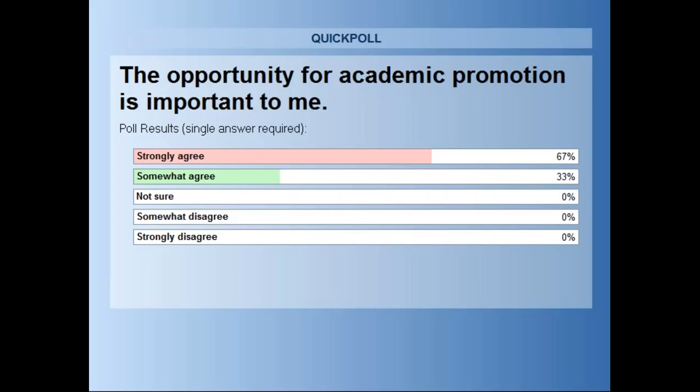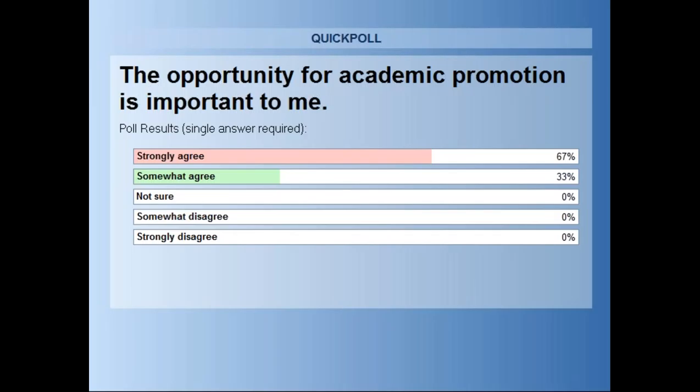So Natasha, 67% of the people strongly agree, and then 33% somewhat agree. So everyone has an interest in academic promotion, and it's important to them, and unsurprisingly for most people, it's a big issue for them, academic promotion.